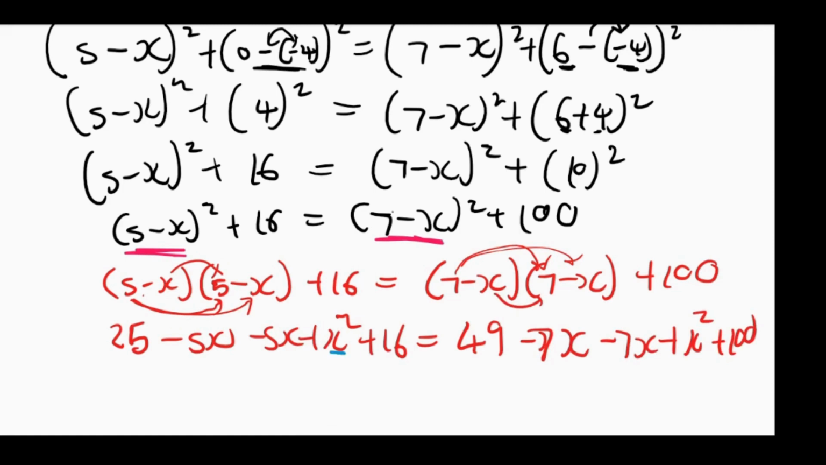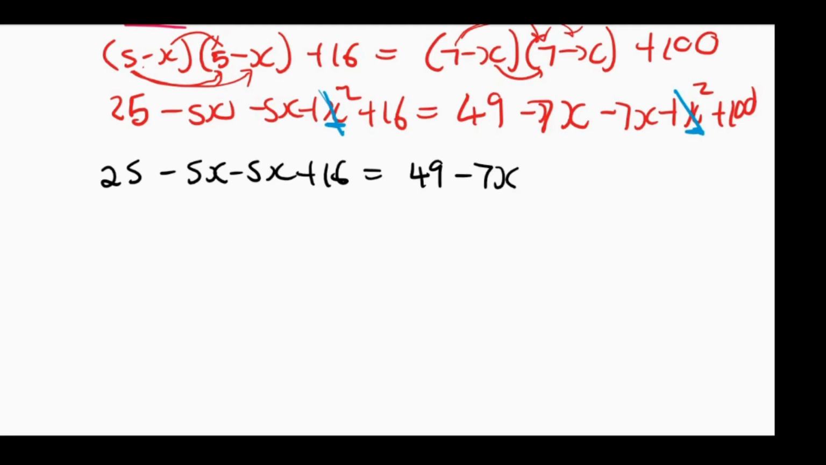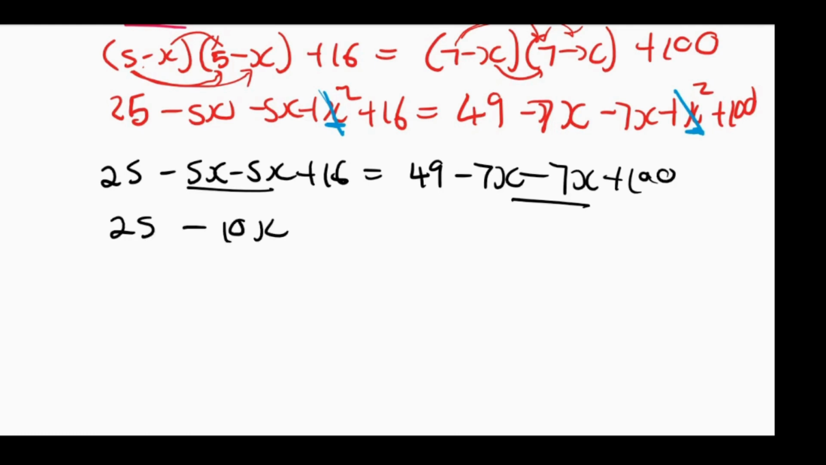So this x squared, because it's at this side of the equation, and this one is on the other side, and they have the same signs. If I take the one to the other side, it's going to be negative, so I'm just going to cancel them out, and we'll remain with 25 minus 5x minus 5x plus 16 equals to 49 minus 7x minus 7x plus 100, right? Let's add these like terms here. So it's going to be 25 minus 10x plus 16 equals to 49 minus 14x plus 100, right?